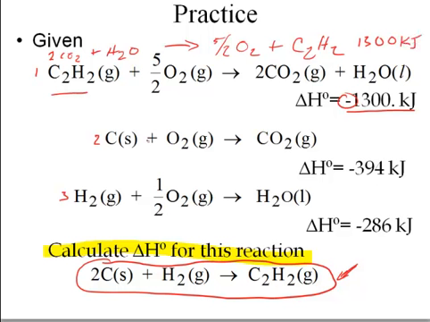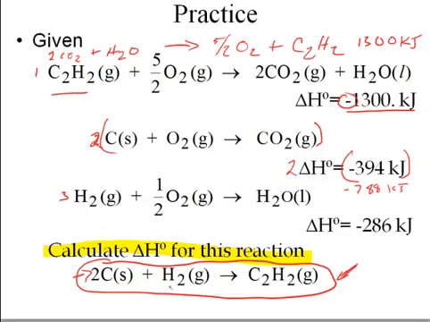Now let's look at my second reaction. Carbon plus oxygen makes CO2. How does that relate to this final reaction? Well, look at this reaction. We've got 2 carbons over here, but we only have 1 carbon there. Don't let that 2 bother you. That's just step 2. So what have I got to do to this whole thing? I've got to multiply it by 2. How convenient, my 2 is right there. Now if I multiply that by 2, what do I have to do with this? Hopefully you're going, yeah, you've got to multiply that by 2. So that gives us a negative 788 kilojoules.